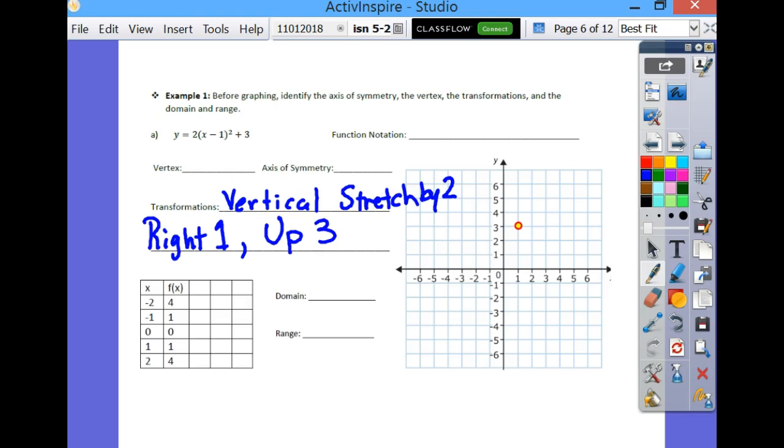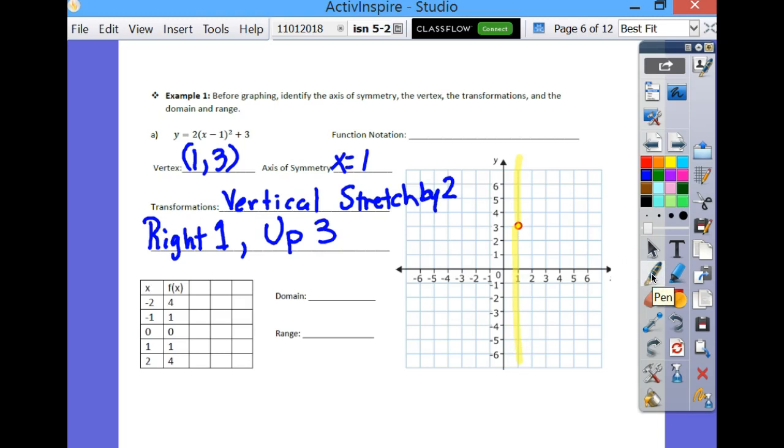So the first thing I need to do is put the vertex in the right place. Move the vertex from 0, 0, right 1, and up 3. So the vertex is at 1 and 3. The axis of symmetry goes through the vertex, and it crosses the x-axis at 1.